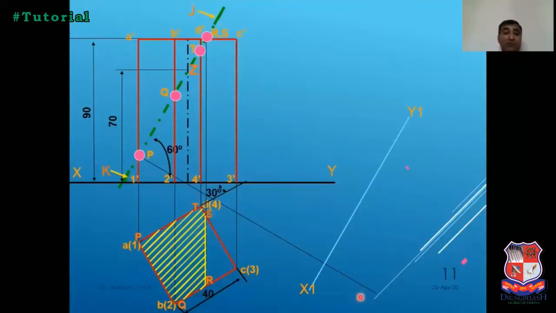Now measure the distance of point P from XY line. The distance of point P from XY line is D1. So mark the distance D1 from X1 Y1.